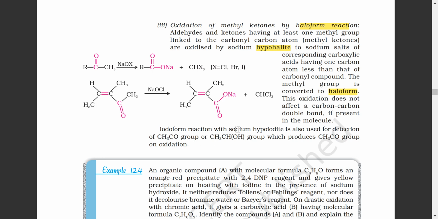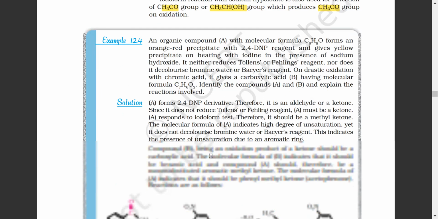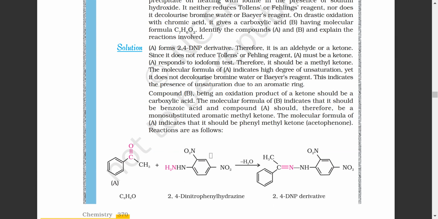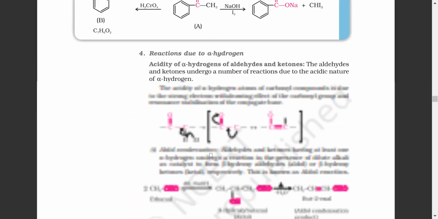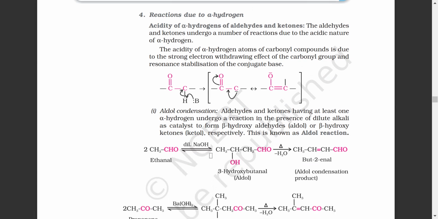So iodoform reaction with sodium hypoiodide is also used for detection of CH3CO group or CH3CHOH group, which produces CH3CO group on oxidation. So basically क्या होगा, methyl group जो है methyl ketone का उसको convert करेंगे haloform में जैसे iodoform, और जो carbonyl carbon होगा उसको oxidize करेंगे into a carboxylic acid. Next up is reactions due to alpha hydrogen.